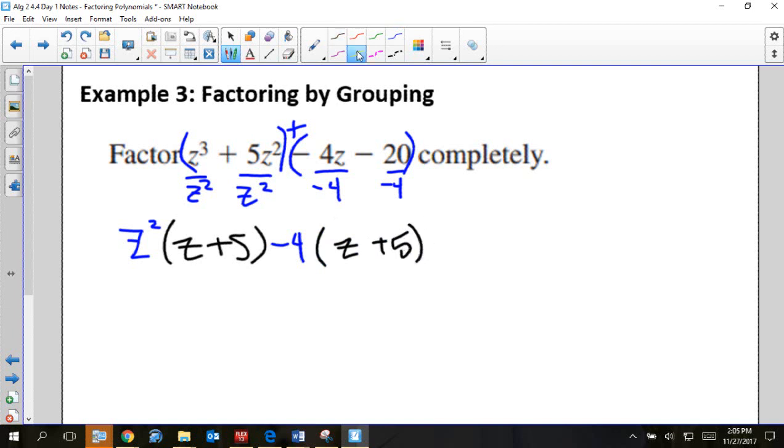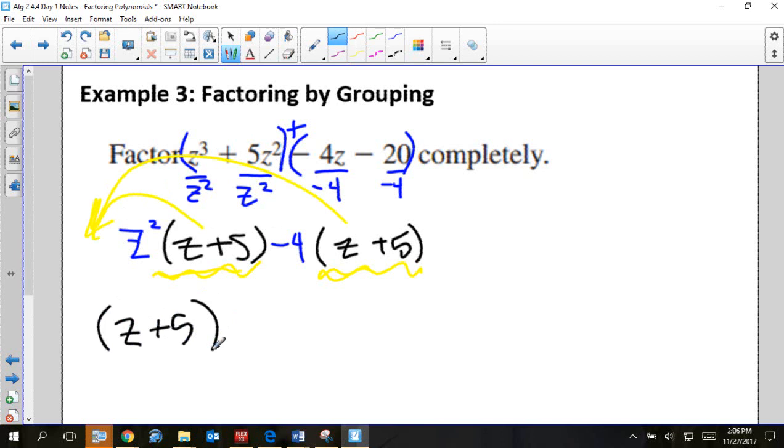Now we look at the whole expression and say, can we factor this whole expression? First step of factoring, is there a GCF? For each term around that minus sign, there is a z plus 5. So you have to undistribute that z plus 5. And after I take out that z plus 5, what's left over? Z squared minus 4. We have done this before.